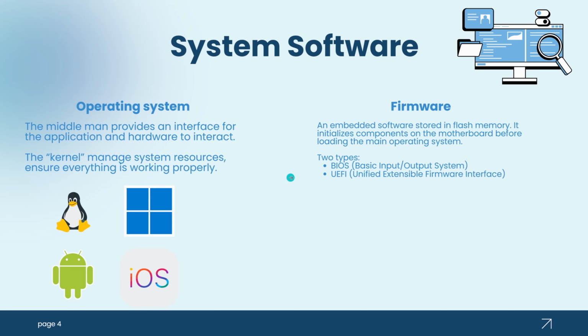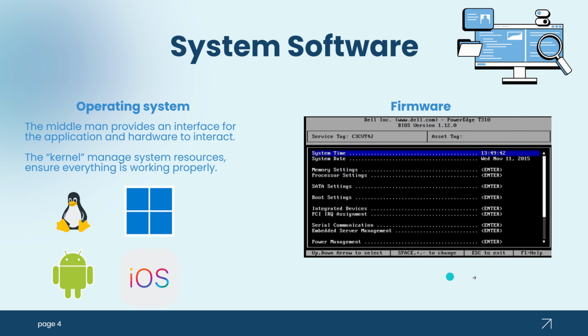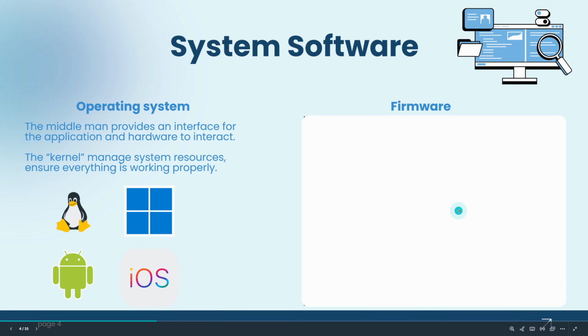For firmware, we have two types, called BIOS or UEFI. BIOS is legacy by now because it only allows you to navigate all these settings by using your keyboard. Whereas UEFI allows you a more graphical interface, so it's easier to navigate with your mouse.